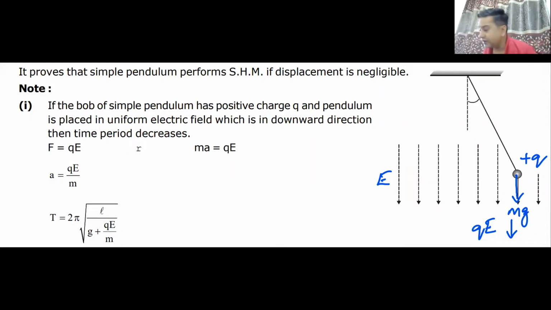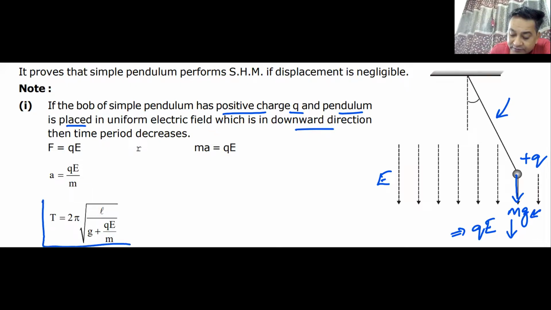Well then, let's move ahead and see some cases which might come in your exam. What I have here is a simple pendulum of length L and mass m. It also has a positive charge, and the pendulum is placed in a uniform electric field which is pointing downwards. Now, if this happens, what will happen? Apart from gravity, which is acting downwards, a force QE will also act downwards on this charge, and then I can write the time period as 2 pi root over g plus QE by m.